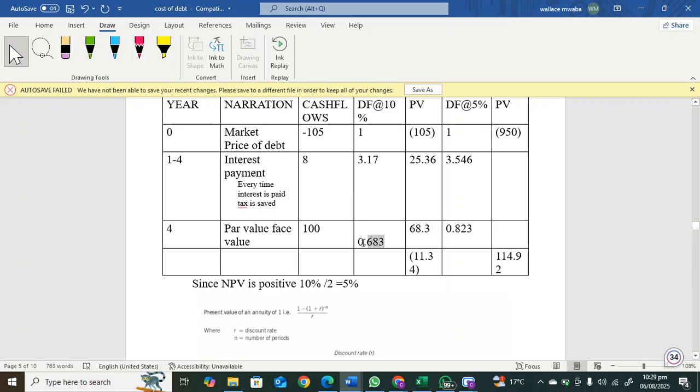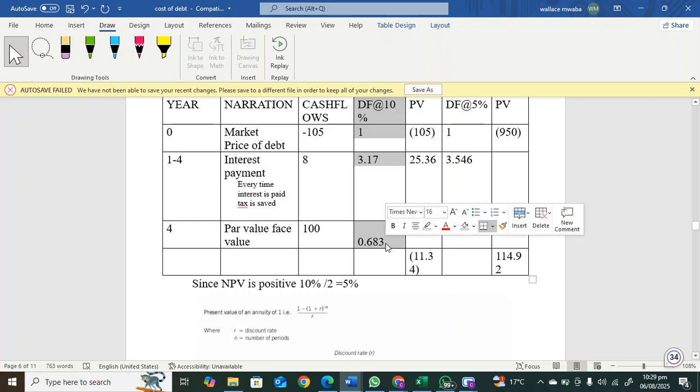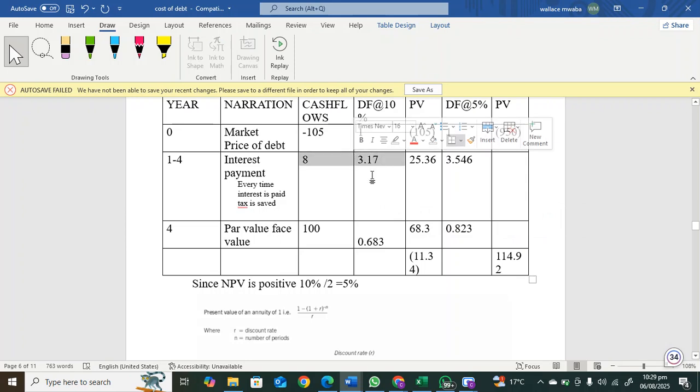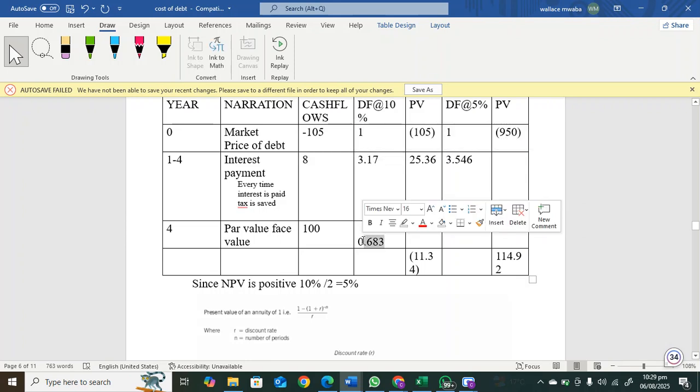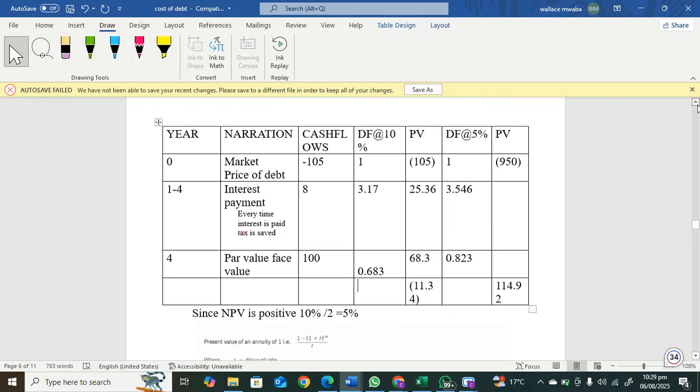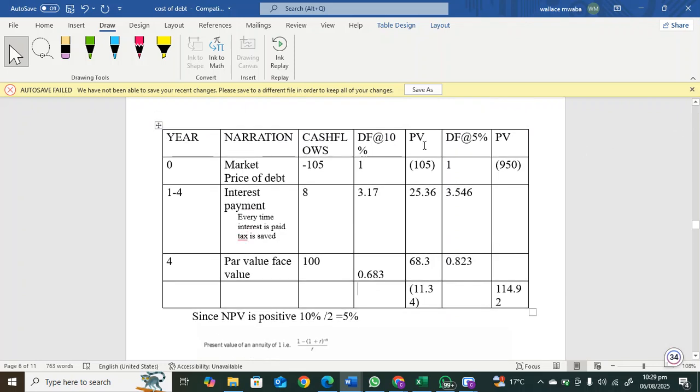Is 0.683. So all these values, I got them from the tables. For the annuity, you go to the annuity table. Then in year four, since you're being paid the principal once, that's why we go to the present value table. Then after that, remember, present value is just the future value multiplied by the discount factor. So we'll be multiplying these values here.